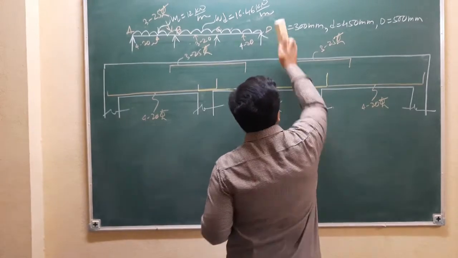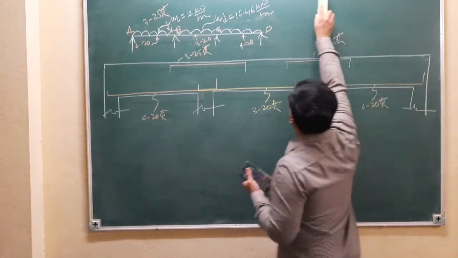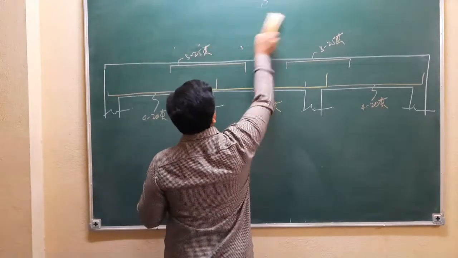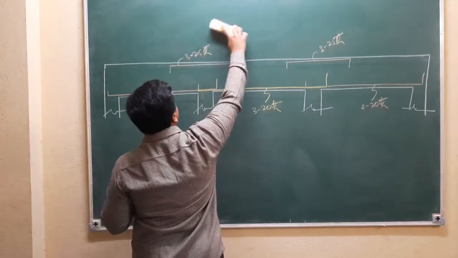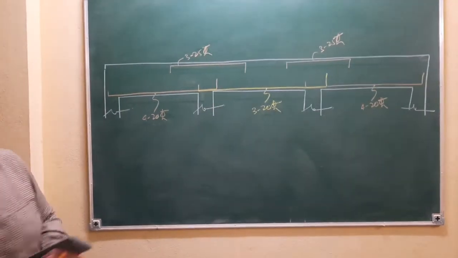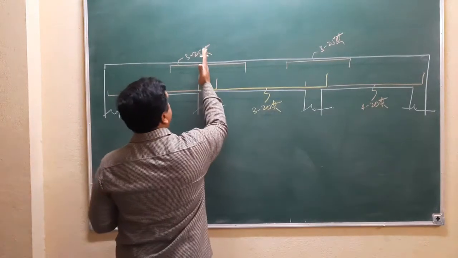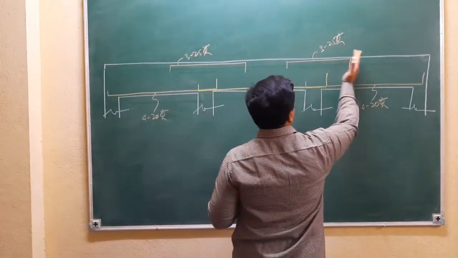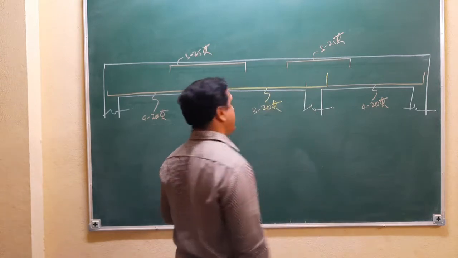Okay. Now we don't require these things. I will rub these things. Okay. So this reinforcement is provided L by 4 from the center, L by 4 from the center, L by 4 from the center, L by 4 from the center.